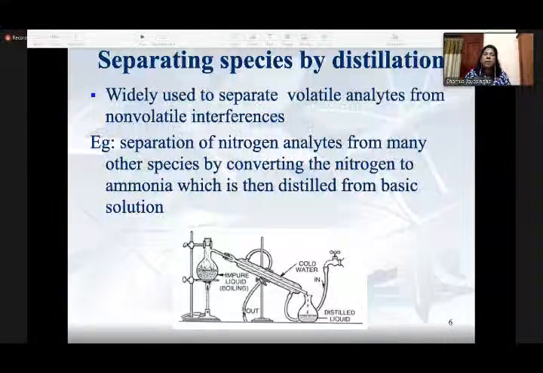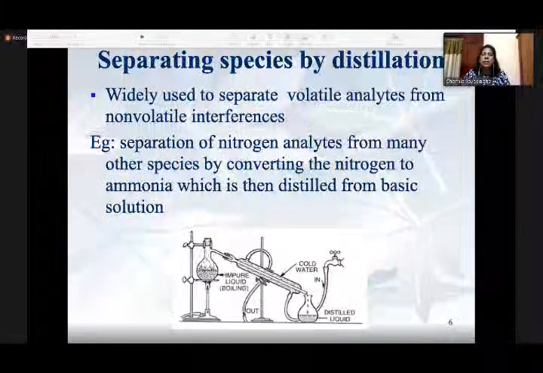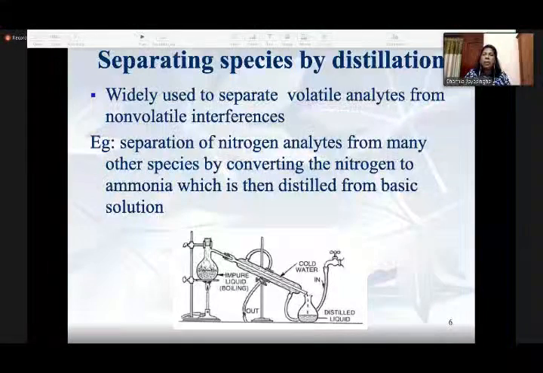Then the next one is separating species by distillation. They're widely used to separate volatile analytes from non-volatile interferences. So for example, let's say now that we want to analyze the cinnamon oil, right? We want to analyze what is the active compound in the cinnamon.